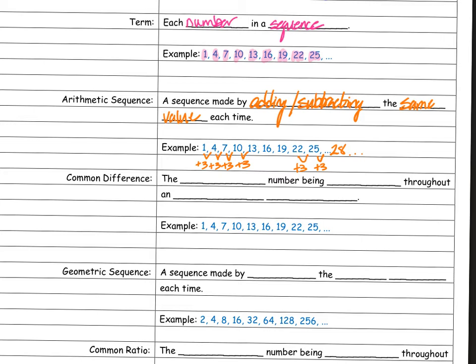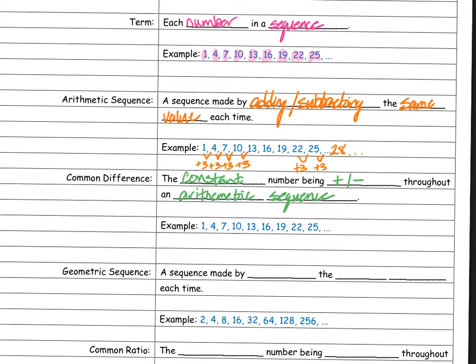We're going to go on, and then we have what's called a common difference. Okay, common difference is the constant number being added or subtracted throughout an arithmetic sequence. So it's what's being added or subtracted through my sequence. In this case, I know I have an example down here, but I'm just going to go back up to the one I've already done so I don't have to redo it.